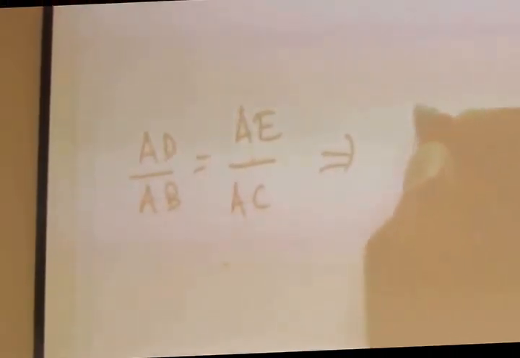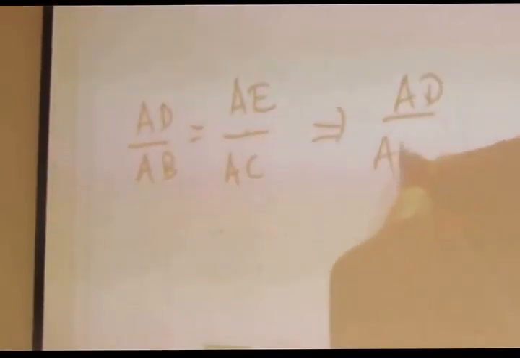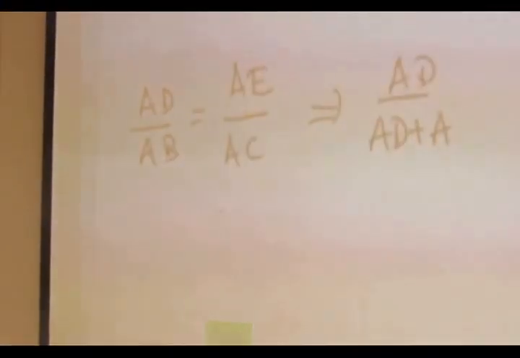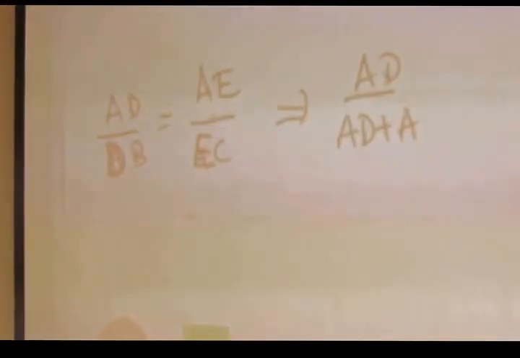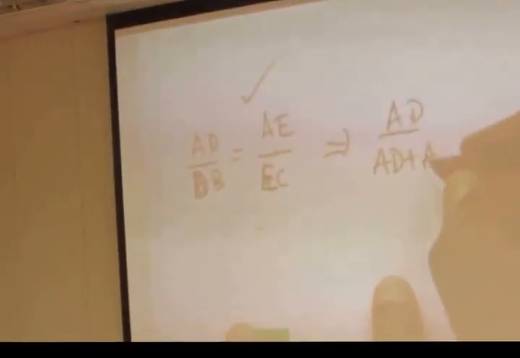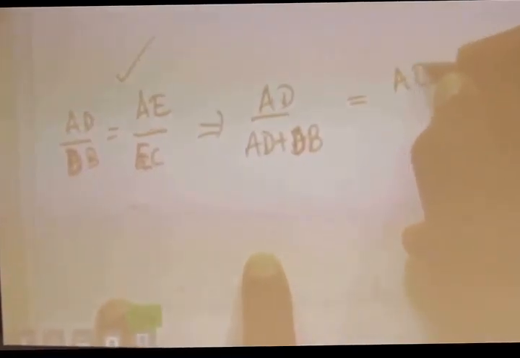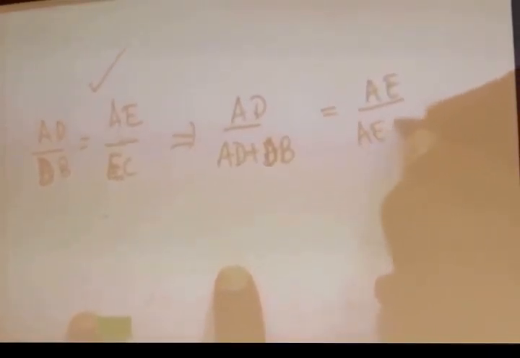So what I do is I take the AD, like I did the last time, and say AD plus DB, and AE over EC. This is a given, because the theorem says so, and I'm going to be proving it. So I'll have AD over AD plus DB must equal AE over AE plus EC.